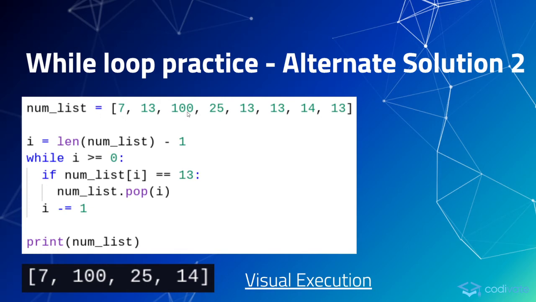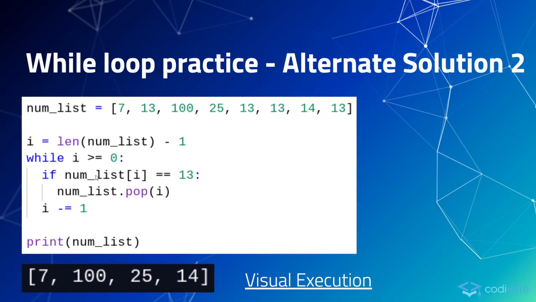We have our num list as usual, but this time we're starting at the end of the list and going backwards. Our last index will just be the length of the list minus 1. And while i is greater than or equal to 0, which will be the first index, since we're starting at the end and going to the front, we want to make sure it's greater than or equal to 0, which is the first index.